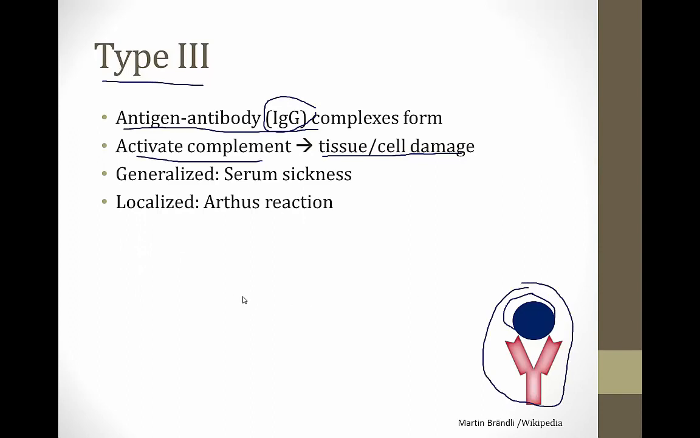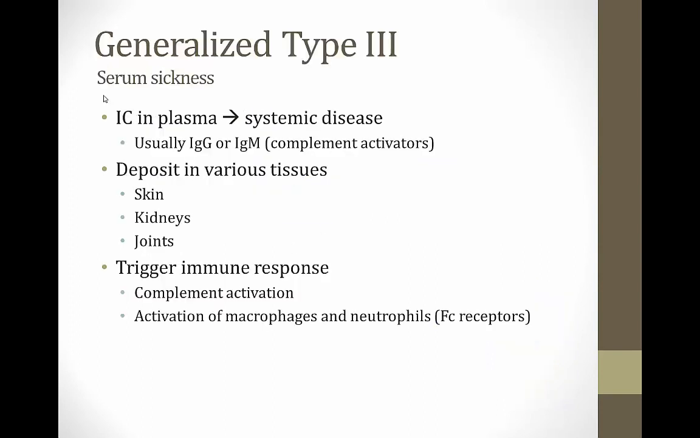There are two subtypes of type 3 reactions, generally two ways in which the reactions occur. The first subtype is called a serum sickness, and the second subtype is called an Arthus reaction. We'll talk about both of these now. Let's talk about the serum sickness form of a type 3 hypersensitivity reaction first.